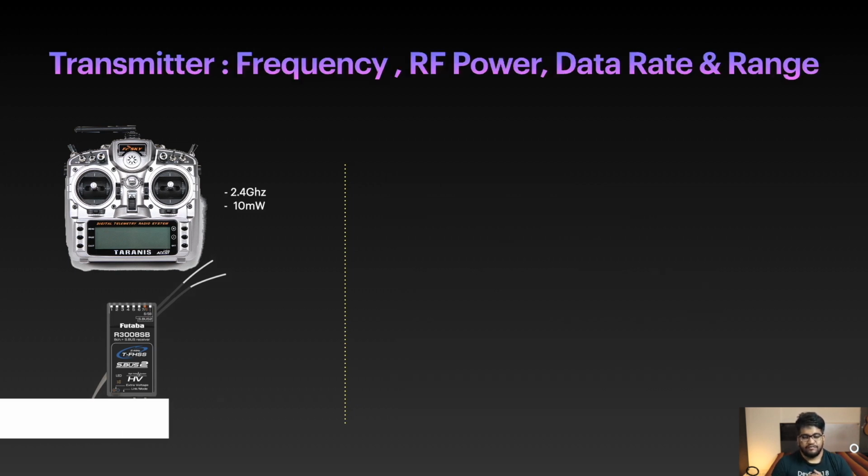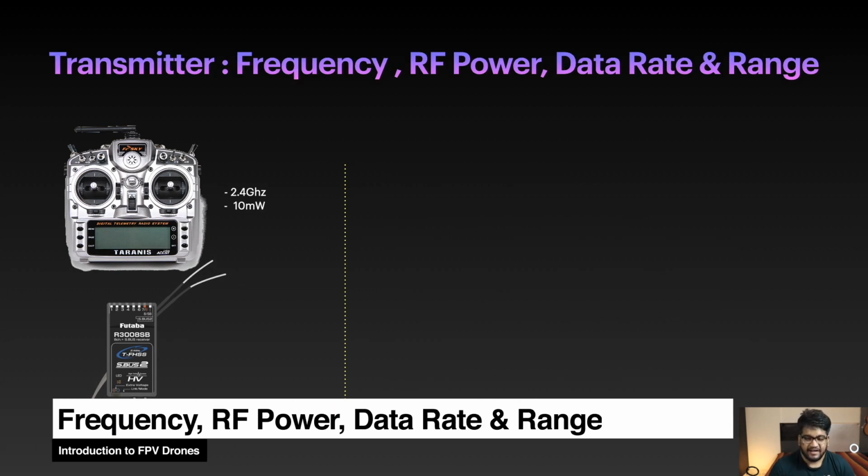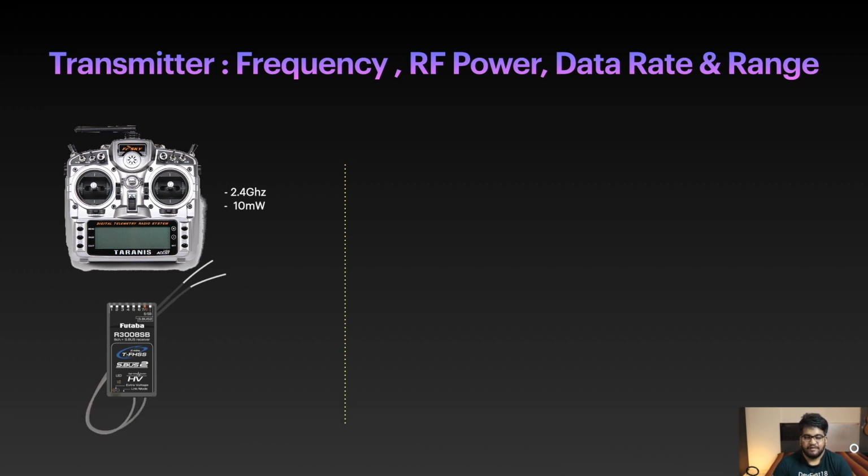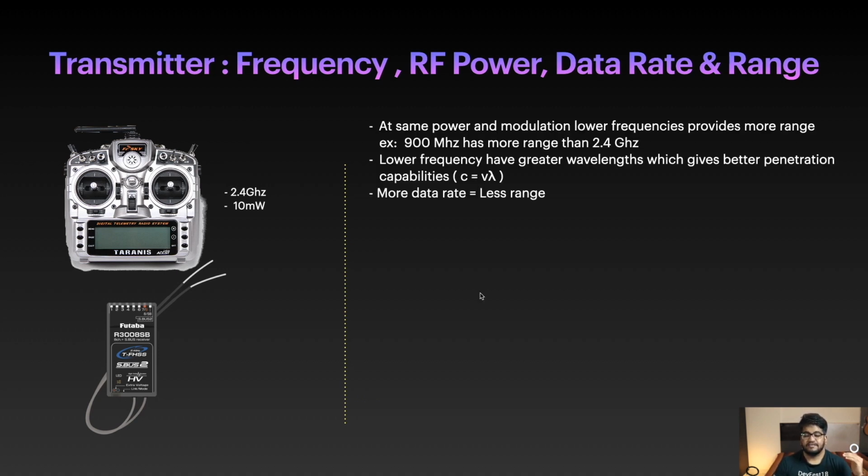Now let's talk about frequency, RF power, data rate and range. When I was teaching about drones in my local area to my students, there is a common misconception, and that misconception is that the higher the frequency, the more the range. So they think that 2.4 gigahertz frequency will give them more range compared to 900 megahertz, and that is a misconception, and that is not true. In fact, at the same power level and the same modulation, lower frequencies will give you more range. Example, 900 megahertz will give you more range as compared to 2.4 gigahertz.